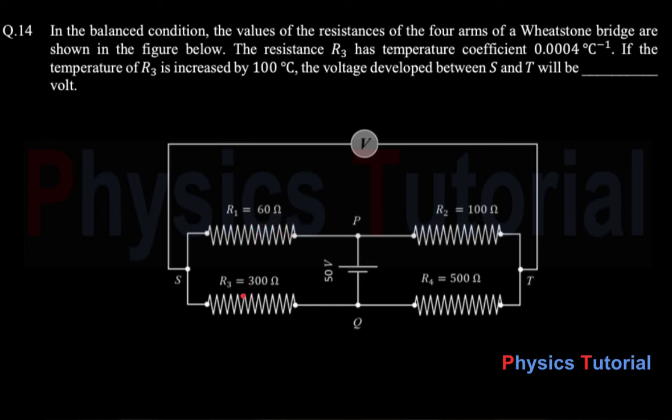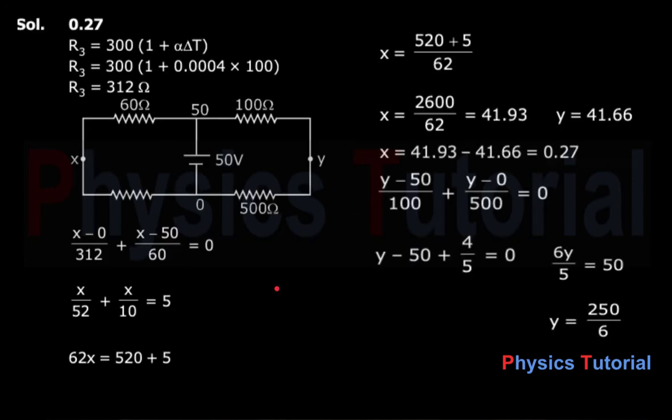As R1, R3, R2 and R4 are given over here, and the change in temperature is 100 degrees centigrade, you can use R equal to R0 into 1 plus alpha delta T. For this, R0 will be considered as 300 ohm for R3, as given here. So evaluate R3 first. R3 is equal to 300 into 1 plus alpha delta T. After solving you will get 312 ohm.